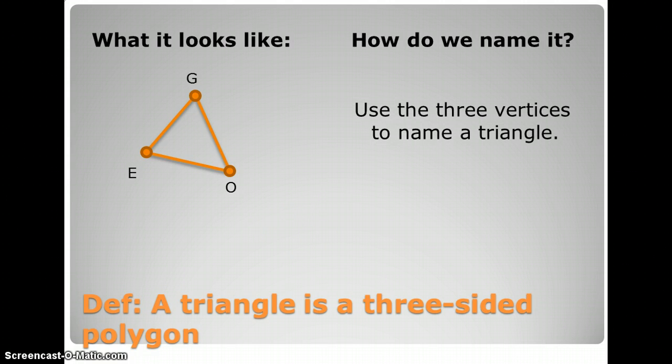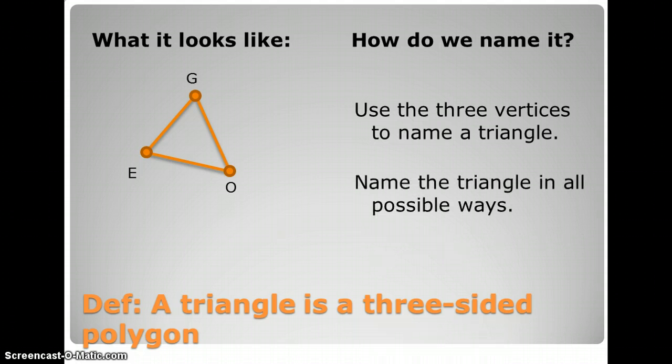And you're going to use 3 vertices to name a triangle. So we want to name the triangle in all possible ways. Now, I didn't tell you a specific way to name this. What you're going to do is look at the 3 different points that make up the triangle and use them in any order.